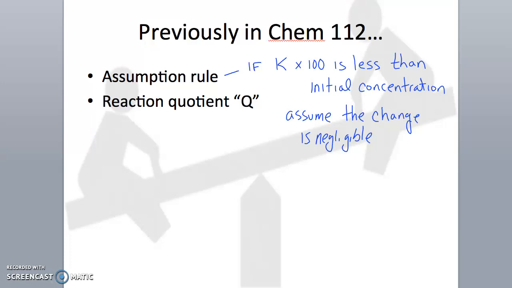This is Professor Corey, and this is the final lecture covering chemical equilibrium. In the previous lecture, we showed you how you can sometimes avoid using the quadratic equation by implementing an assumption rule, and we also did some calculations to determine a reaction quotient that was compared to our equilibrium constant to determine if we were at equilibrium. In this lecture, we will examine how making changes to an equilibrium affects the equilibrium using Le Chatelier's principle.